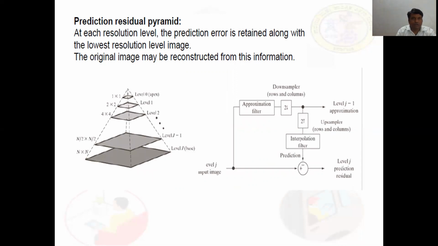Prediction residual pyramid. At each resolution level, the prediction error is retained along with the lowest resolution level image. The original image may be reconstructed from this information. You can see here the downsampler, rows and columns, approximation filter, level J output image. This is level J minus 1 approximation. This is upsampler rows and columns, interpolation filter, prediction, level J prediction residual. Level J input image.